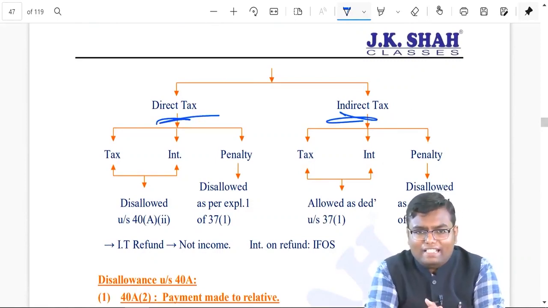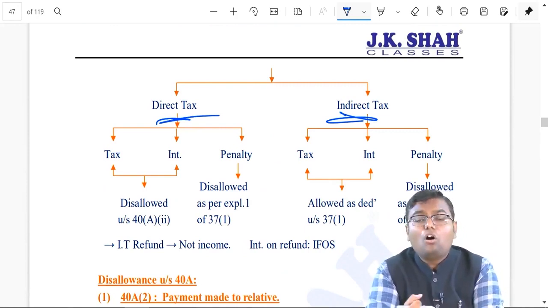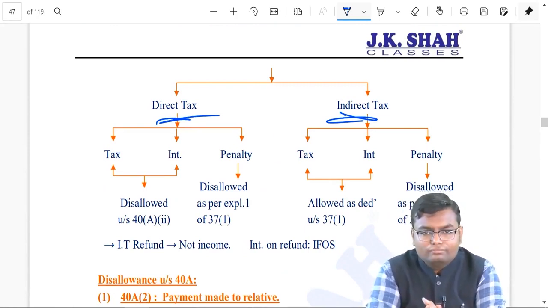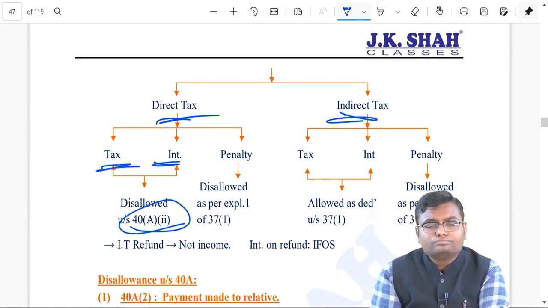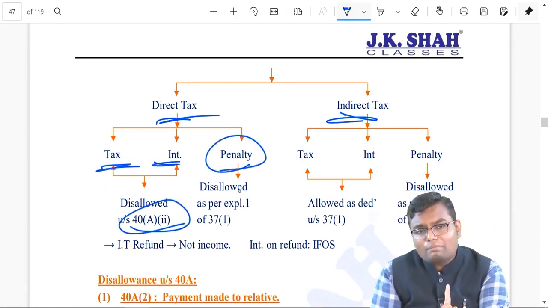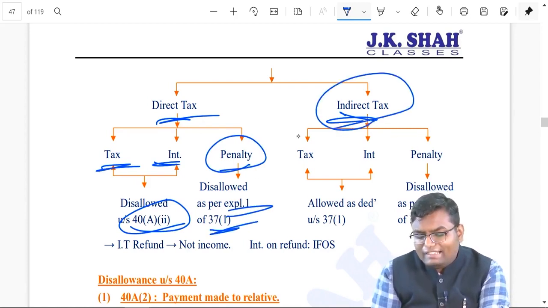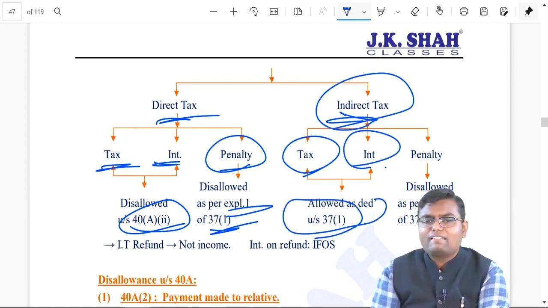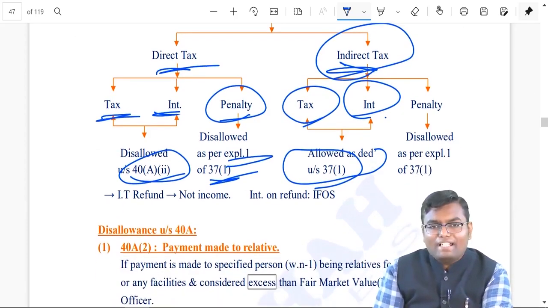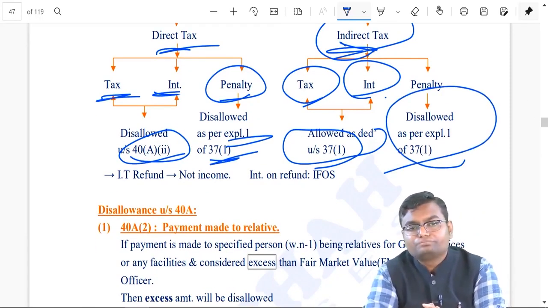If it is direct tax, total 3 things can be there. You must have paid either the tax or interest or penalty. Tax and interest are disallowed under 40A subclause 2. Penalty is disallowed as per explanation 1 of section 37 subsection 1. If it is indirect tax, you are paying tax or interest, it is a valid deduction under 37 subsection 1. But if it is a penalty, it is to be disallowed as per explanation 1 of 37 subsection 1.